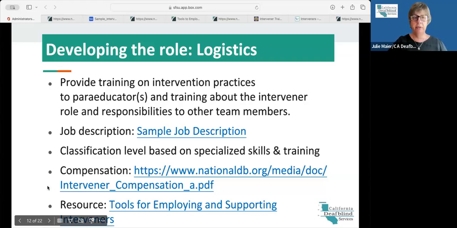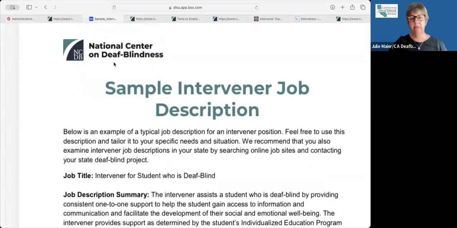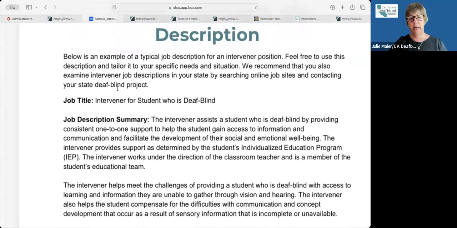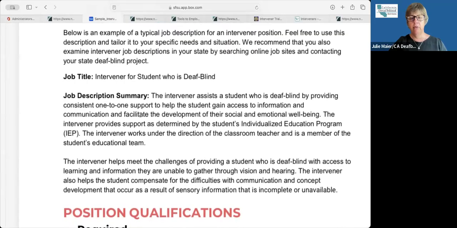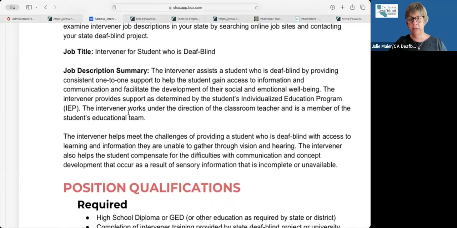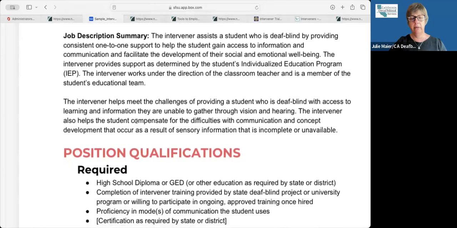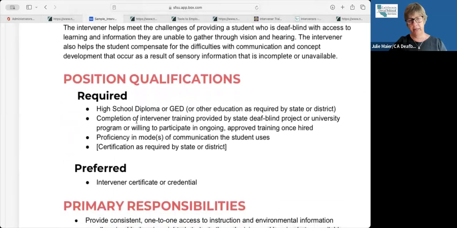There's a sample job description that I want to show you. It's just a template that was again developed by the National Center on Deaf Blindness. And so it looked at how typically a job description is laid out and gave some suggestions for how the job might be titled, a summary of what the job is, so including many of the things that I spoke about in terms of what their role is and their responsibilities and the reasons why they are needed. And then you get into qualifications.